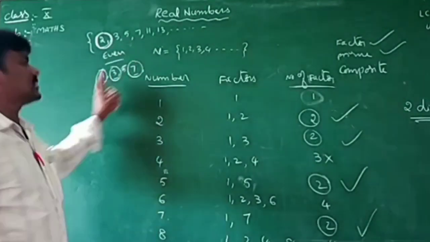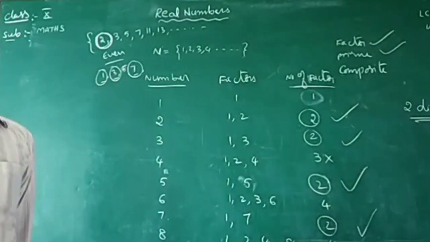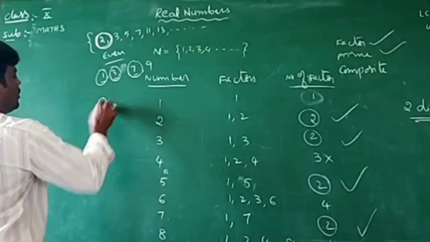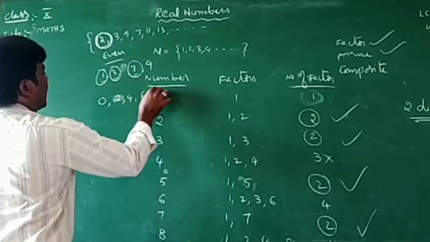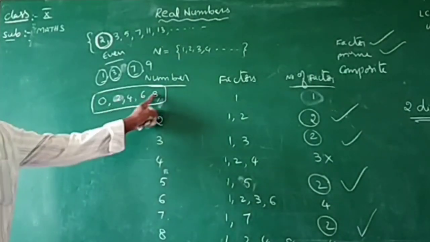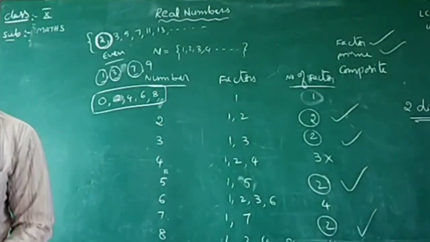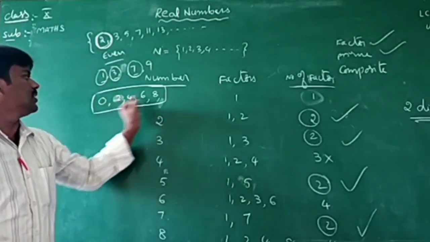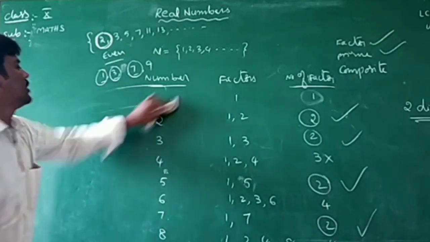So in 2-digit and 3-digit numbers, I am saying a prime number must end with 1, 3, 7 and 9. A prime number should not end with 0, 2, 4, 5, 6, 8. Because if any number ends with 0, 2, 4, 6, 8, it must be divisible by 2. So 2 will be a factor of those numbers that end with 0, 2, 4, 6, 8. That's why a prime number doesn't end with those digits.